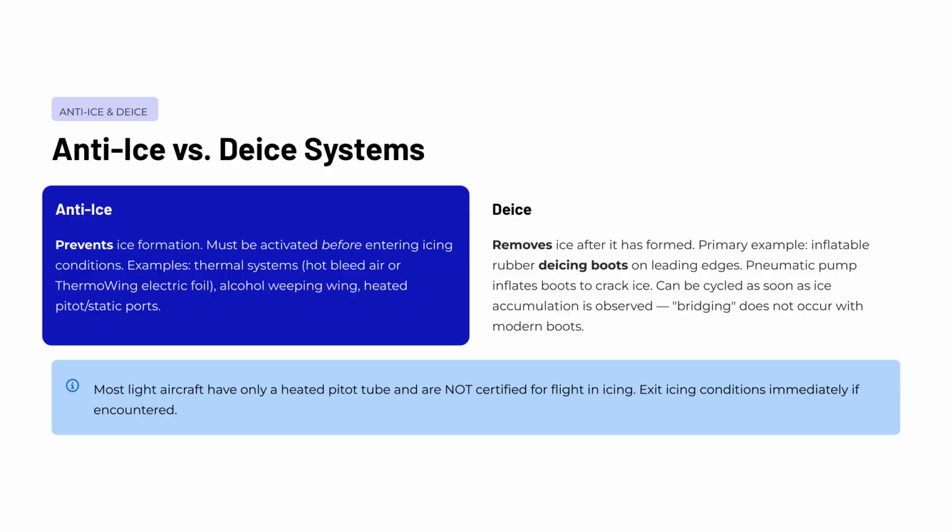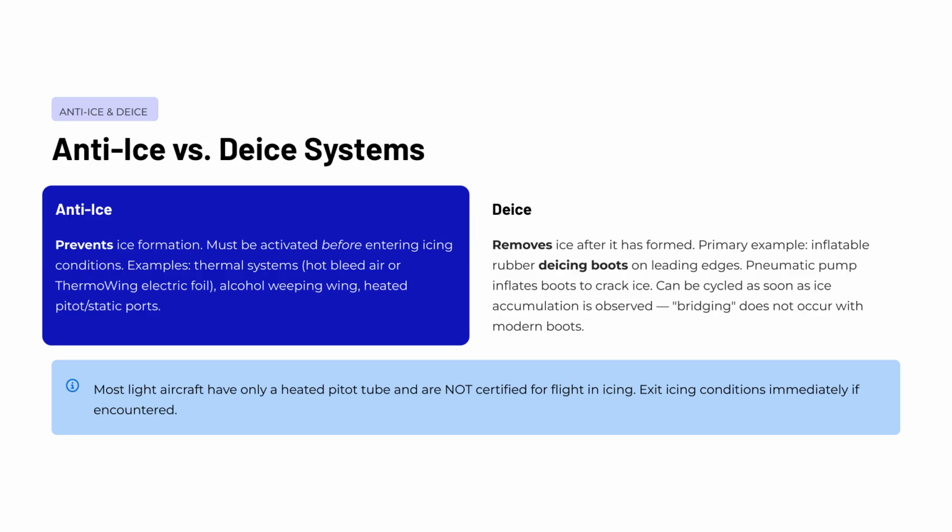Understanding the difference between anti-ice and de-ice systems is fundamental to operating safely in cold weather environments. Anti-ice systems are designed to prevent ice from forming in the first place. Because they work proactively, they must be activated before you enter icing conditions. Common examples include thermal systems that use hot bleed air or electric heating elements like the thermowing foil, alcohol-based weeping wing systems that coat the surface to prevent ice adhesion, and heated pitot and static ports.